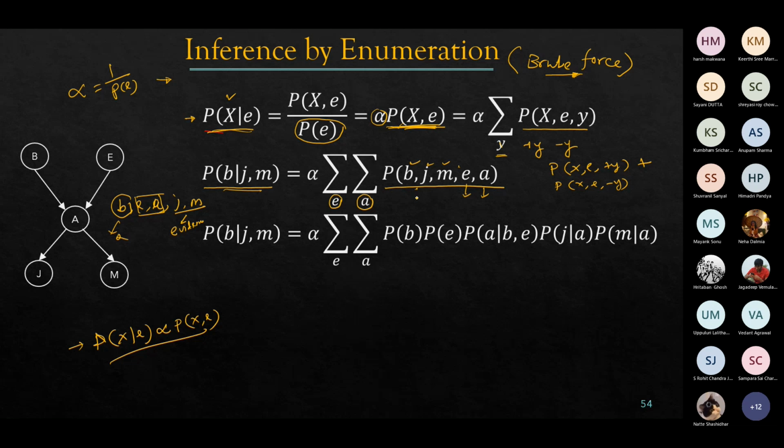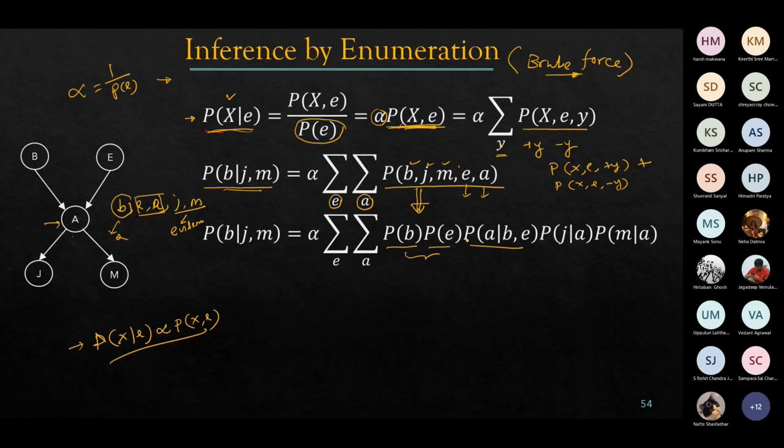Now, how do we factor this? We can factor this using the dependencies in our Bayesian network. I can write this as probability B, probability E, then probability A given B and E, from this node, and probability J given A, probability M given A, right? This is the computation that I need to do. Now let us see how many multiplications we are doing here. Any idea?